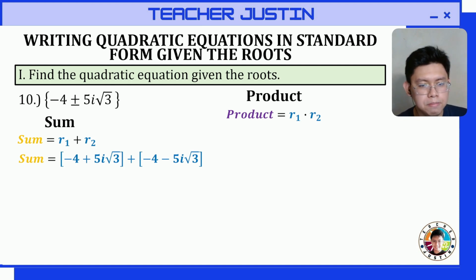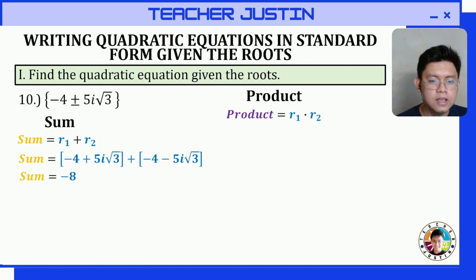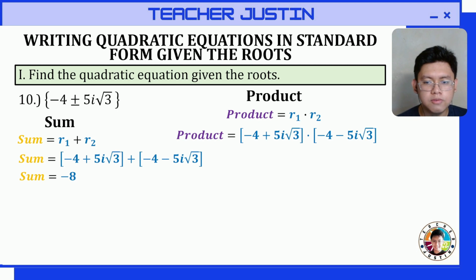So let's add them. Negative 4 plus negative 4 will give us negative 8. 5i square root of 3 plus negative 5i square root of 3 will give us 0. So yung sum natin will just be negative 8. Now let's proceed to our product. Let's multiply negative 4 plus 5i square root of 3 and negative 4 minus 5i square root of 3.